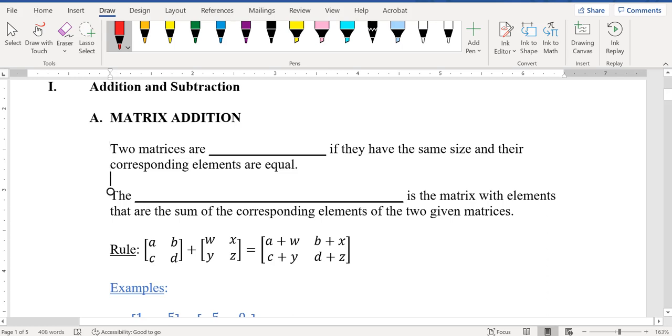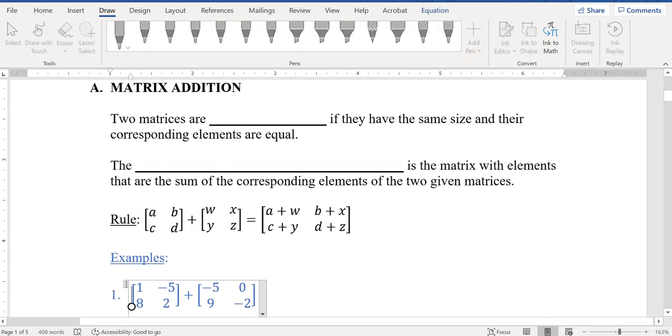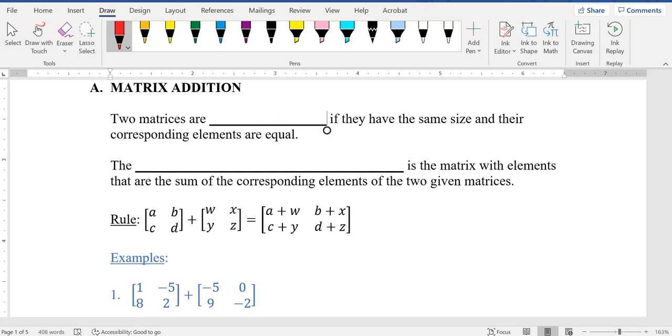For matrix addition, two matrices are equal if they have the same size and their corresponding elements are equal. So we say that the matrices are equal. Okay, the second blank, the sum of two matrices of the same size is the matrix with elements that are the sum of the corresponding elements of the two given matrices.